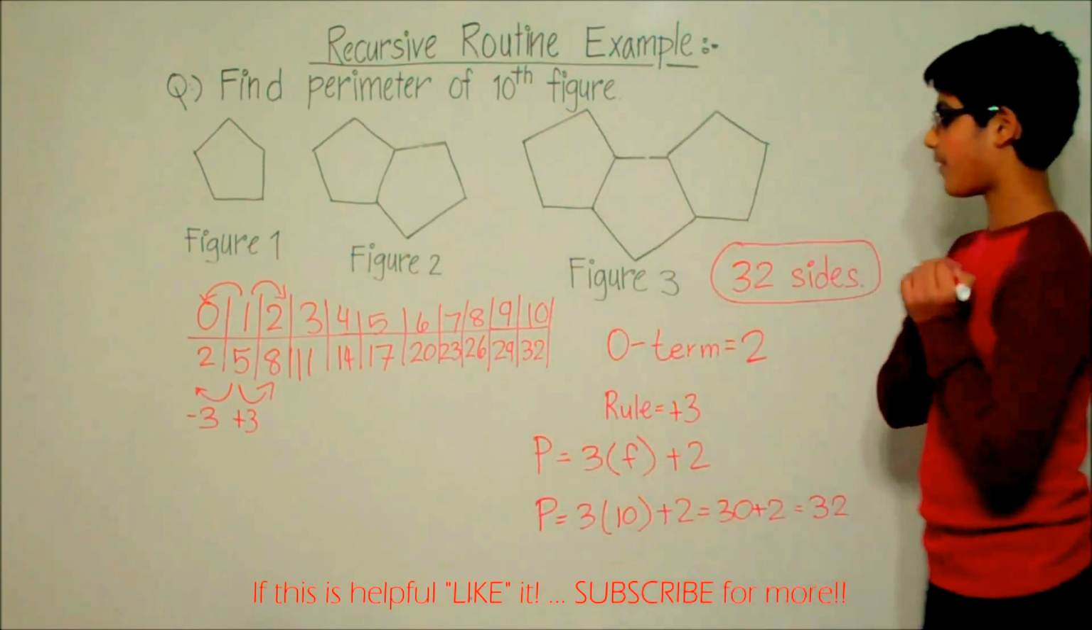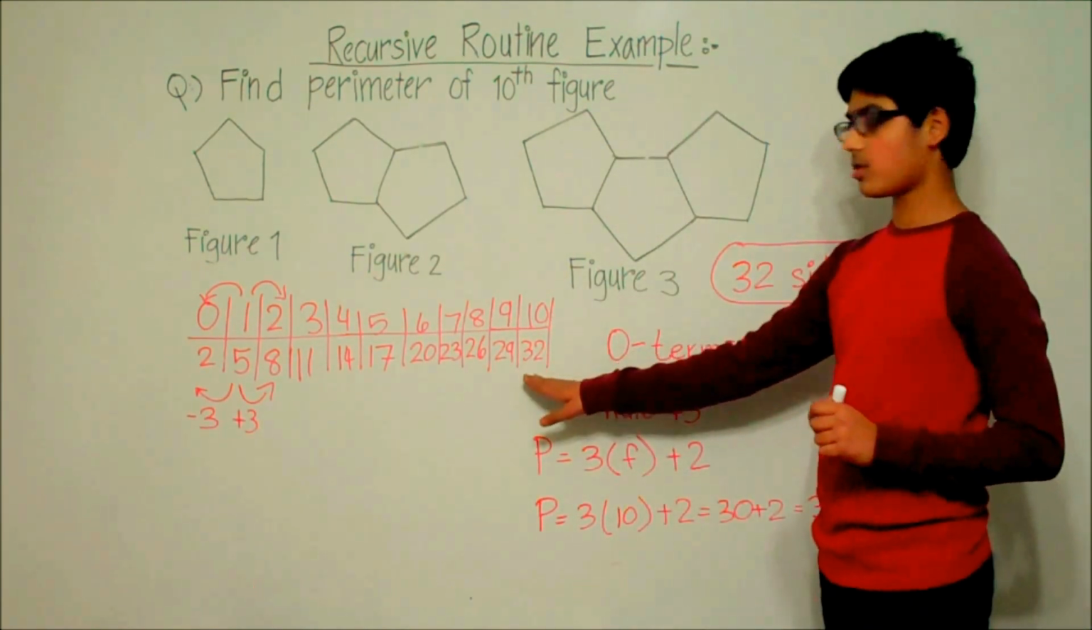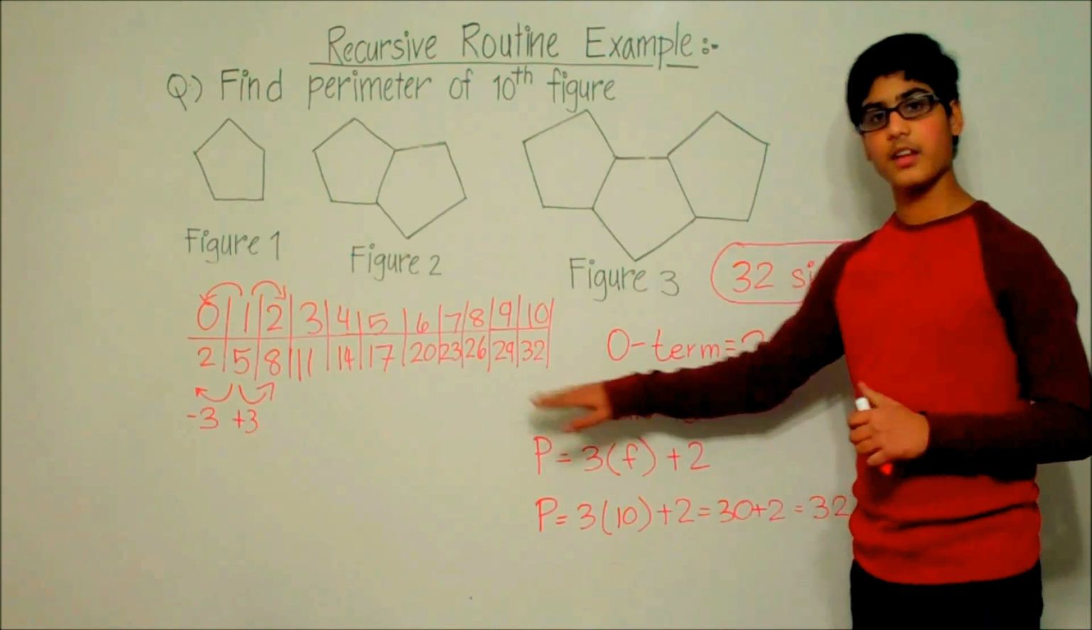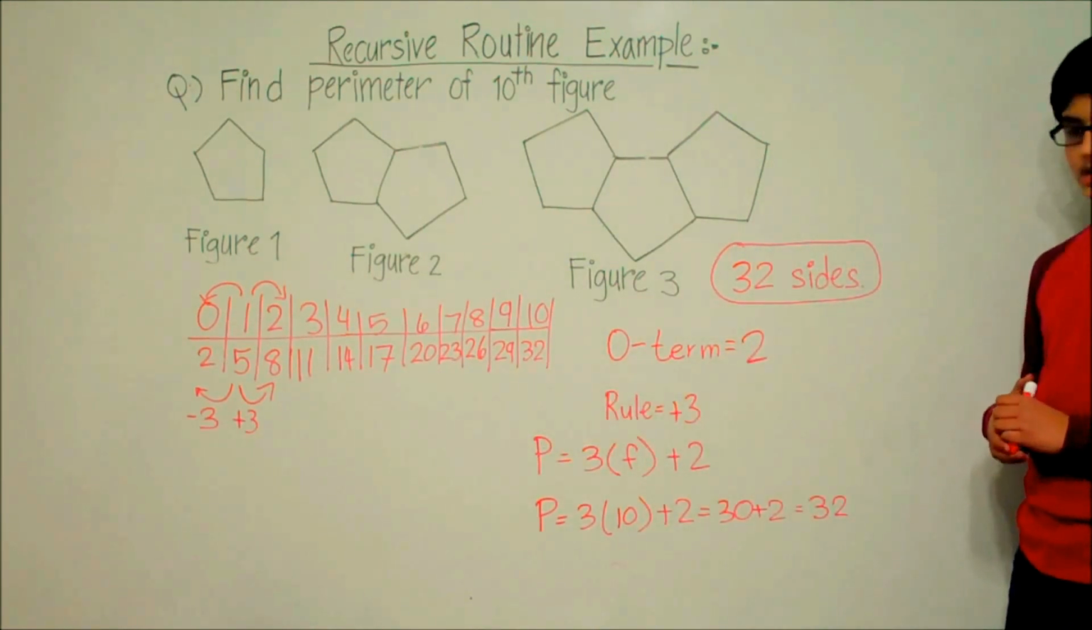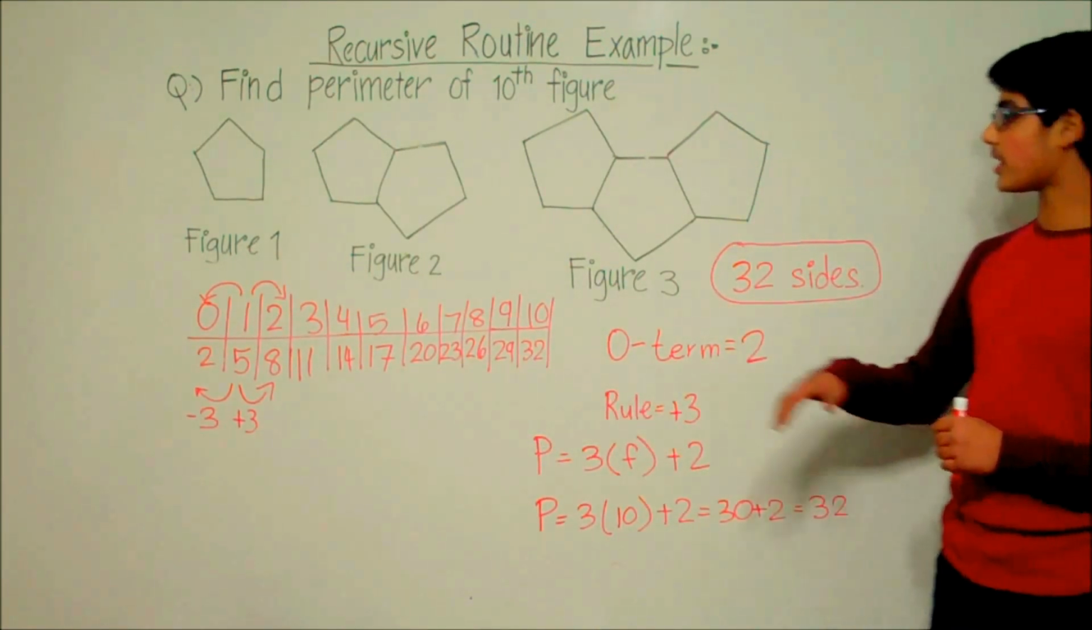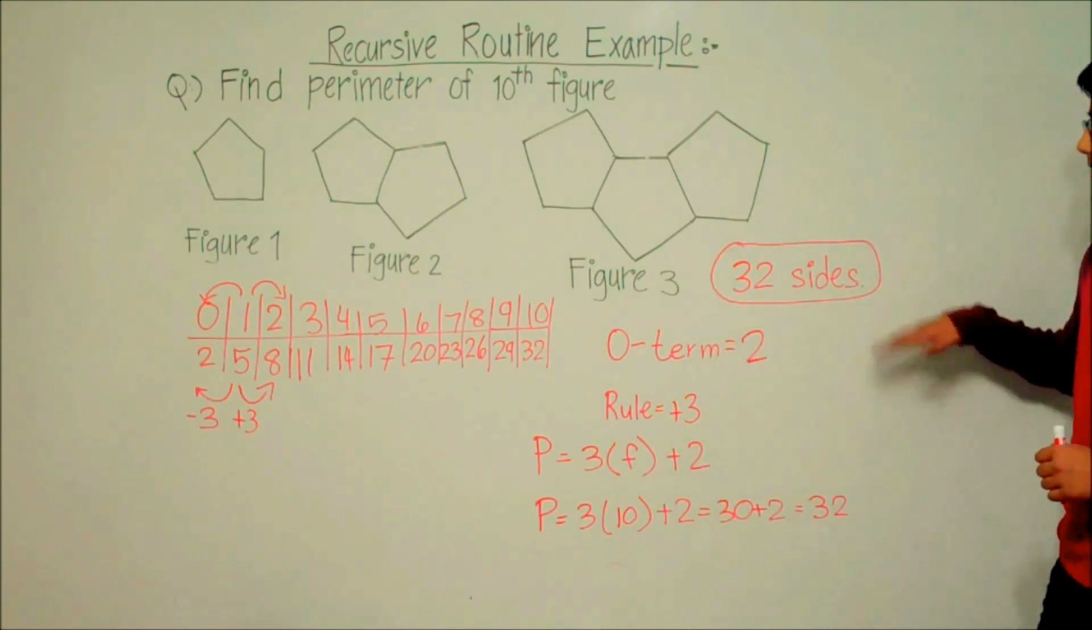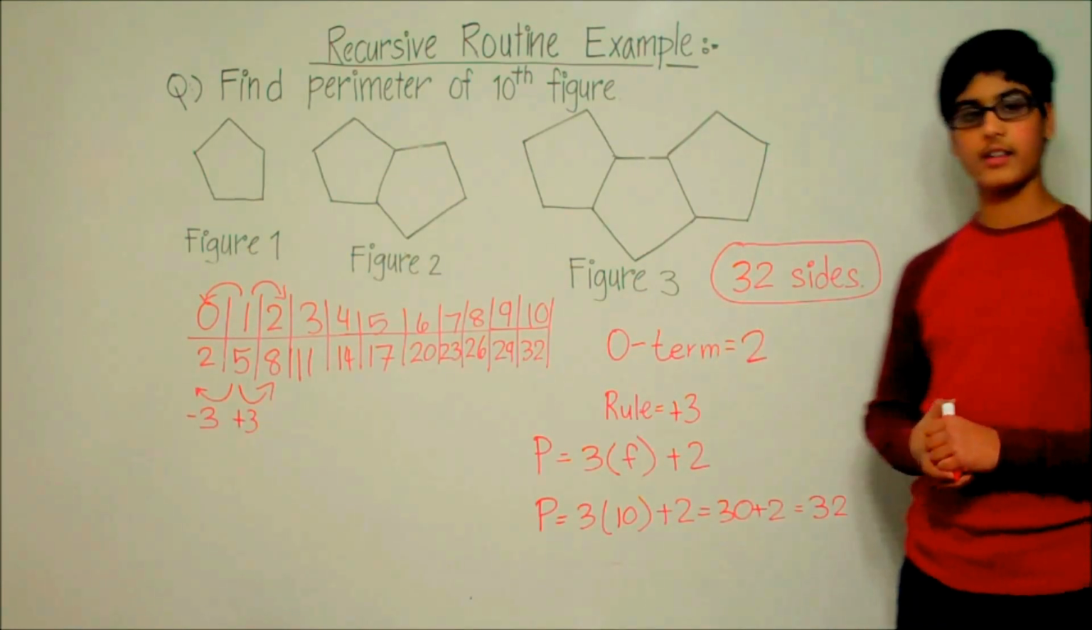So the 10th figure will have 32 sides. This means that the answer to this question, which is the perimeter of the 10th figure is 32 sides, is correct.